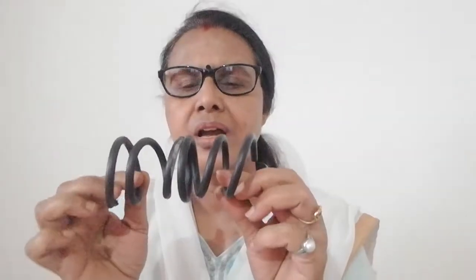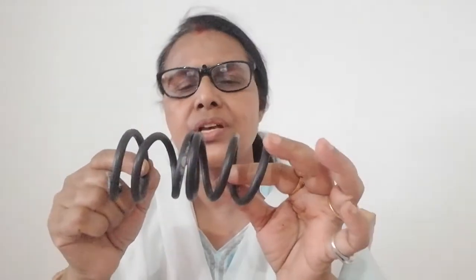We can increase the magnetic strength by putting an iron core. This center is called the core. So by putting an iron core inside, we can increase the strength of the solenoid, like a bar magnet. By increasing the number of turns, by increasing the length of the wire, we can increase the strength of this solenoid. By increasing the amount of current, the intensity of current, we can increase the strength of the solenoid.